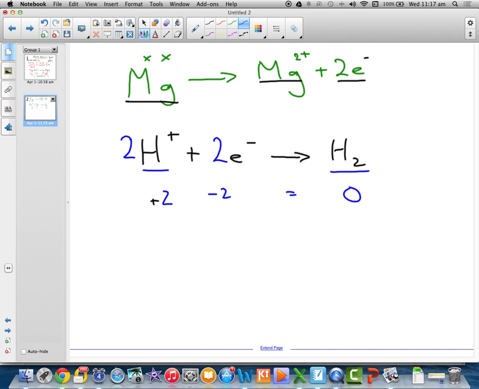Now there's words for this. There's a couple of words that are really important to learn. Okay, so up the top there, we have what's called an oxidation reaction, because electrons have been lost. Down the bottom, the second reaction we refer to as a reduction reaction, because electrons have been gained.